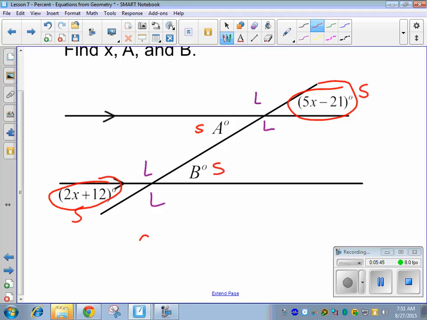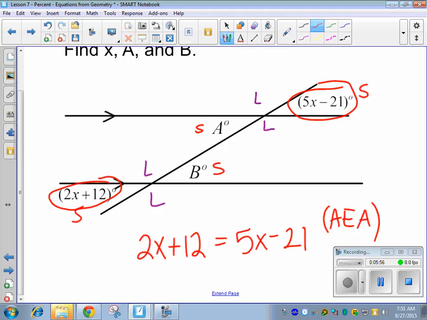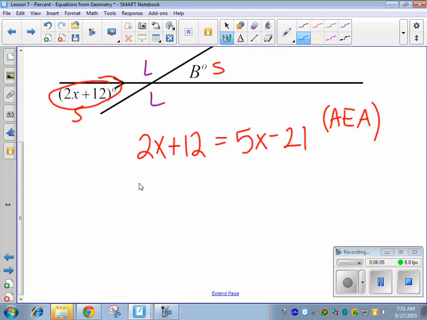So we can actually set 2x plus 12 equal to 5x minus 21 because they are alternate exterior angles. They're on opposite sides of the transversal, and they're on the outside of the parallel lines. All right, now we can solve. So I'm going to subtract 2x from both sides. And at the same time, I'm going to add 21 over here, too.